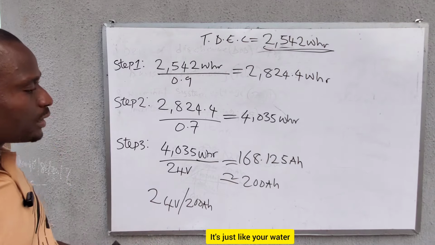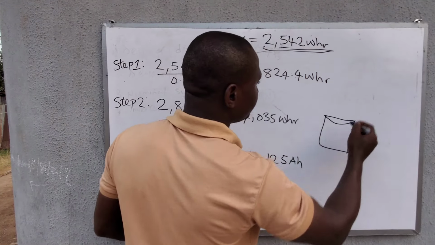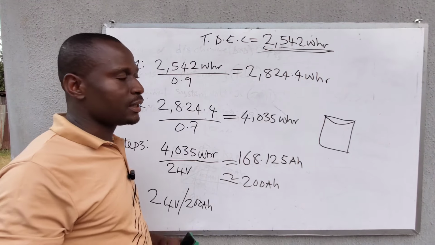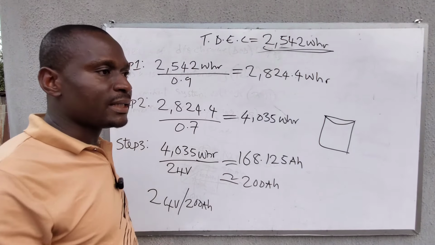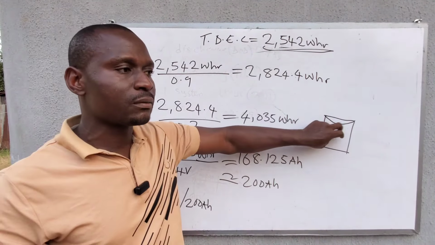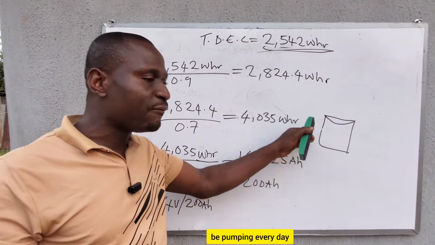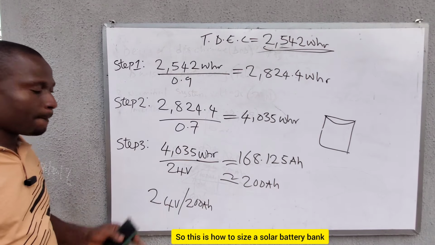It's just like your water. You have your water reservoir here. Maybe your daily water usage is 2,000 liters. It means you must have a reservoir that will be able to accommodate this capacity, 2,000 liters, that your pump will be pumping every day. So this is how to size a solar battery bank.